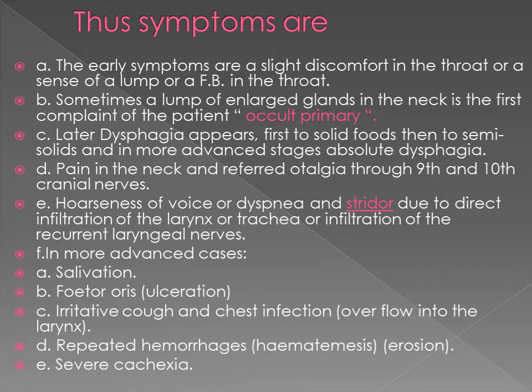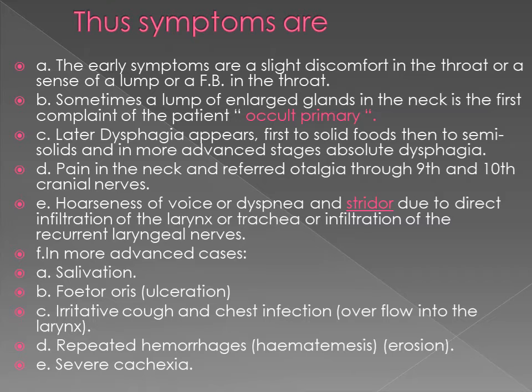Sometimes we look for an enlarged lump in the neck, which could be a cervical lymph node, and this makes us look for a hidden occult primary. We can look through the head and neck, and this is one of the commonest silent sites. Sometimes the lesions could be unilateral or bilateral. Later, dysphagia starts to develop. First for solid foods, then semi-solids, and in more advanced stages reaching absolute dysphagia.